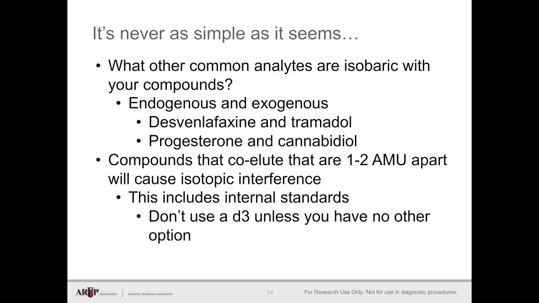We were looking at marijuana metabolites in umbilical cord and meconium for a research project when one of our scientists discovered that progesterone and cannabidiol are isobaric. They eluted far enough apart not to cause any problems, luckily. Compounds that co-elute and are 1 to 2 AMUs apart will likely have isotopic interferences. Since isotope ratio and pattern are part of the identification algorithm, they really need to be separated if possible. This includes internal standards as well, so we try not to use the D3 unless we don't have any other option.